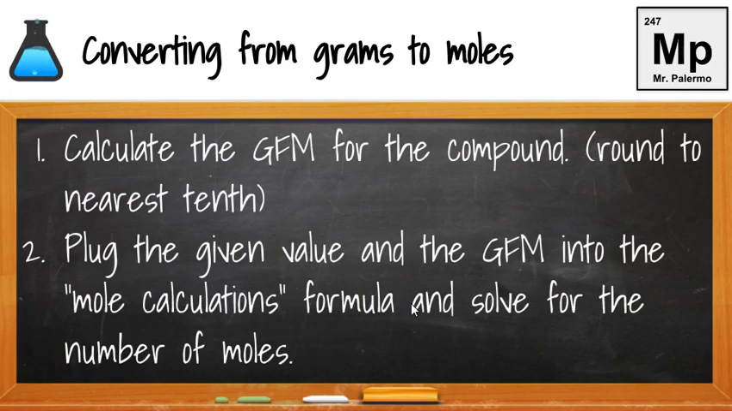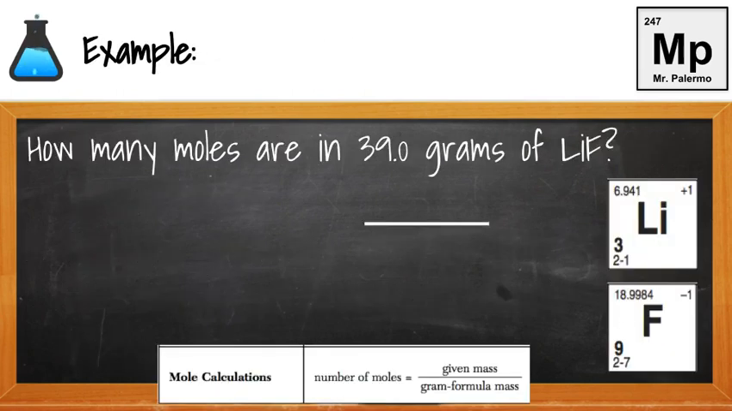So to convert from grams to moles, we're first going to calculate the gram formula mass for the compound, rounding to nearest tenth. That's what we did in lesson 1. And we're going to plug the given value and the gram formula mass into our mole calculation on table T and solve for the number of moles.